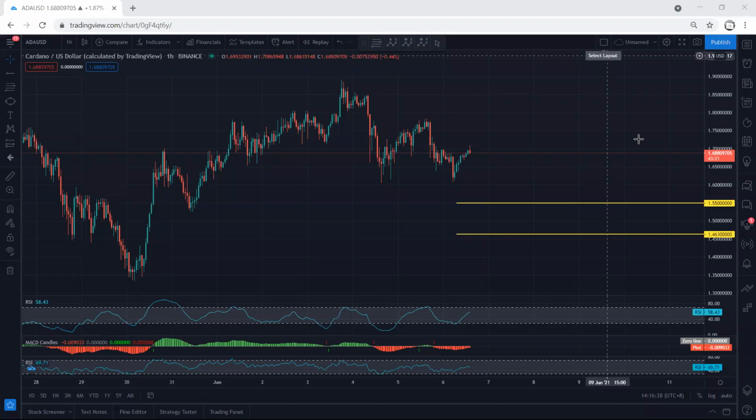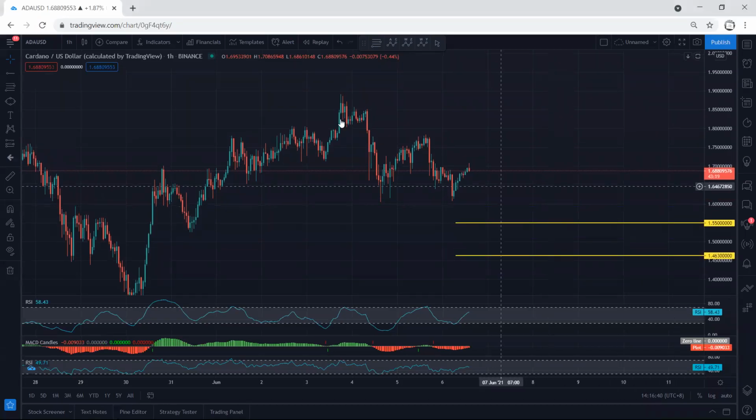ADA, we start with the 1 hour chart. If we refer to our analysis, we have been looking for the price to drop. And even if we refer to Mala's analysis, the latest one, we mentioned we can expect the price to at least retest the previous low. As you can see, the price almost retested.